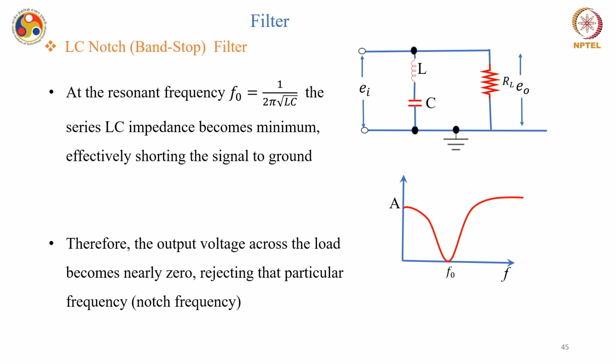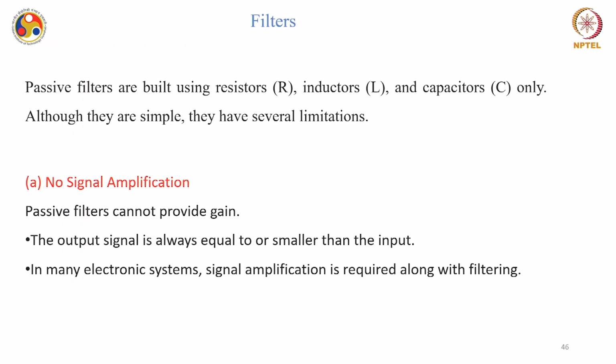is equal to 1 by 2 pi under root LC, the series LC impedance becomes minimum, effectively shorting the signal to the ground. Therefore, the output voltage across the load becomes again 0, rejecting that particular frequency, which we call the notch frequency, and other frequencies are passed. So, this is how output across this load looks like. This frequency is getting transmitted, this is also passed. However, this particular frequency very near to this notch frequency is getting attenuated. So, this is a typical example of different RC and LC circuits.